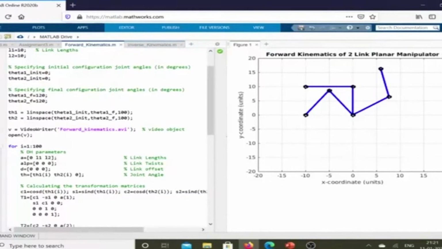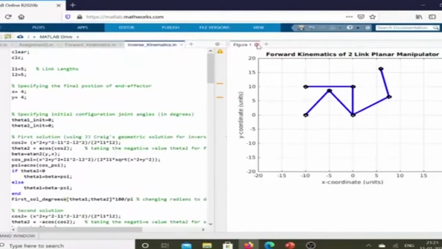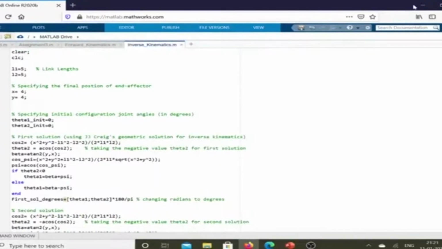So this is my forward kinematics. Next we'll look at inverse kinematics. I'll explain a little bit on inverse kinematics first. In inverse kinematics, we are given the position and orientation of the end effector and I have to find the joint angles.